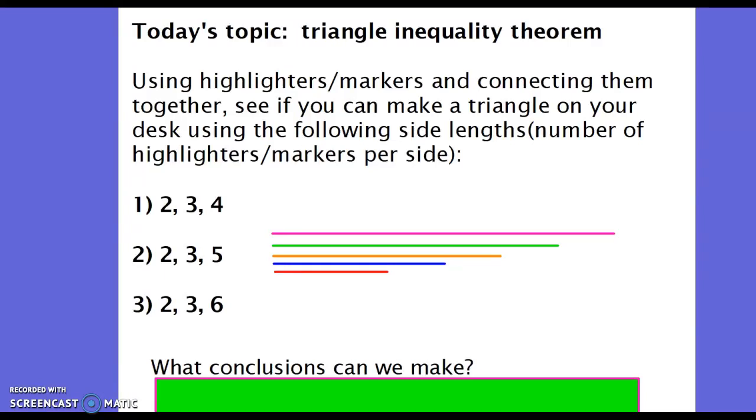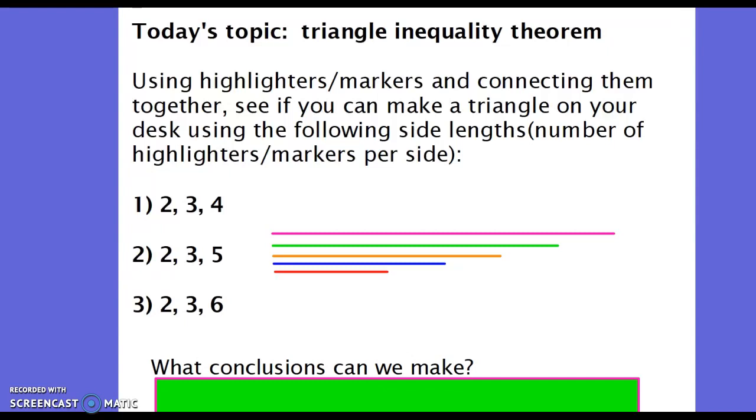Today we're going to talk about the triangle inequality theorem. I'd like you to get a bunch of highlighters or markers, something that connects together. You will need a total of about 11 to do this activity. And I'd like you to see if you can connect the highlighters or markers together with the given side lengths that I have below to see if you can make a triangle.